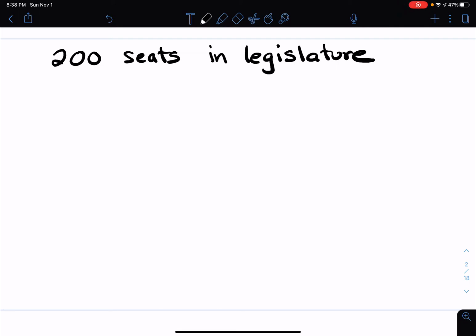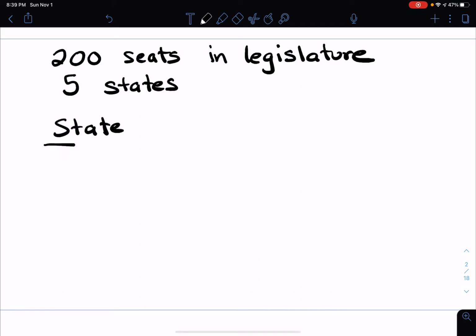This is a totally made up scenario, though, in this textbook. It's not the U.S. It's a fictional country that has 200 seats in their legislature with 5 states. And those states have these populations. We'll call them states A, B, C, D, and E.